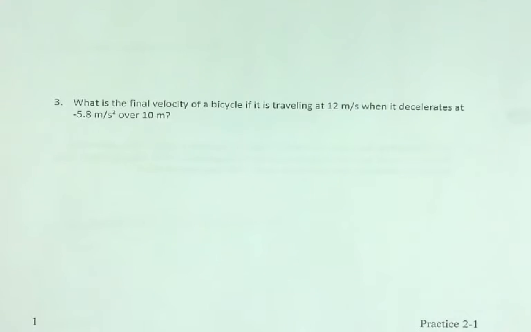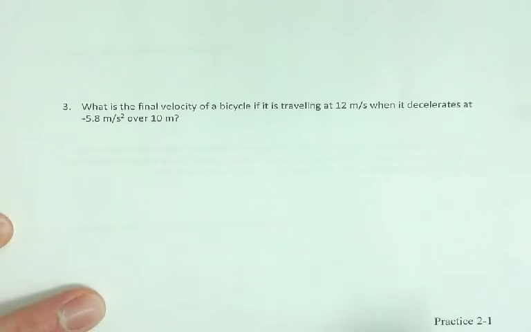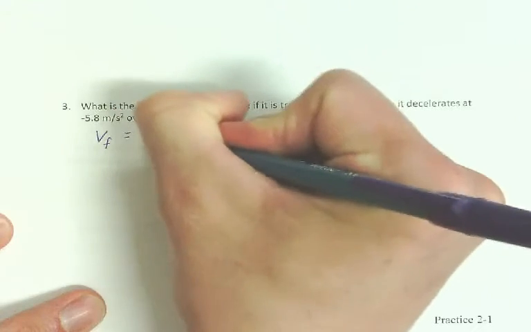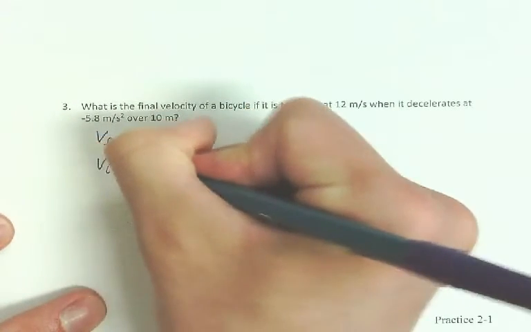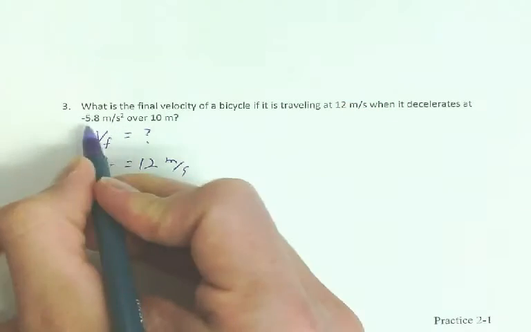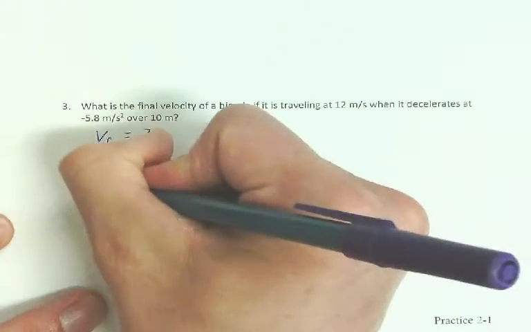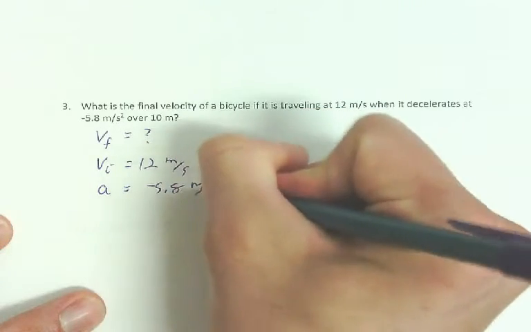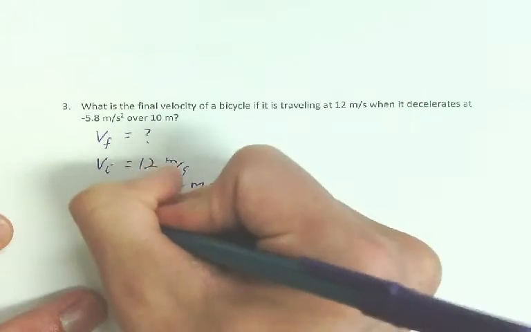List them down because most people were okay with that. So what is the final velocity? If it is going 12 meters per second, it decelerates at negative 5.8, so that's A. And it does it over 10 meters.